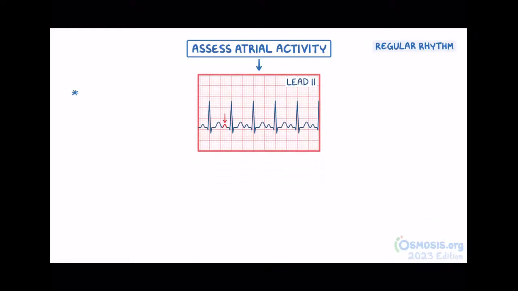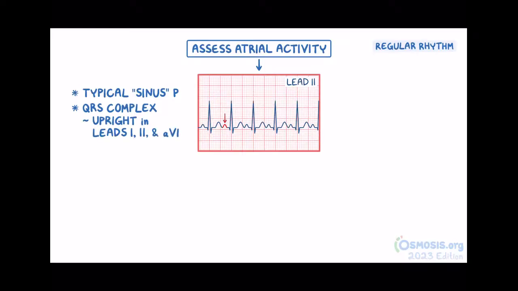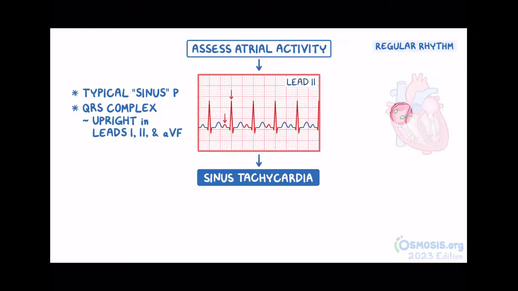Next, assess the atrial activity on the ECG. Typical sinus P waves that precede each QRS complex, which are upright in leads 1, 2, and AVF, are suggestive of sinus tachycardia, meaning it's originating from the sinoatrial or SA node.